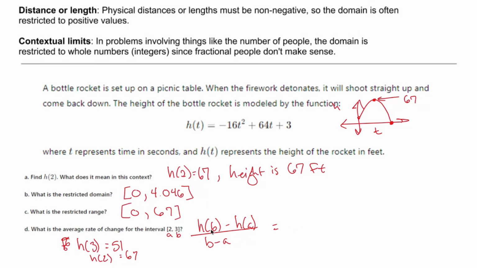So this ends up being h of b, which is h of 3, which is 51, minus h of a, which is h of 2, 67, over b minus a, which is 3 minus 2. 3 minus 2 is 1. That's nice. 51 minus 67 is going to be negative 16, and that simplifies out to negative 16. Now that means, so at 2 we were at 67, at 3 we're at 51. That means we're decreasing in height, so this is going to be negative 16 feet per second.